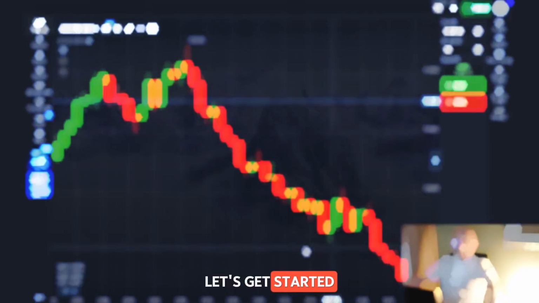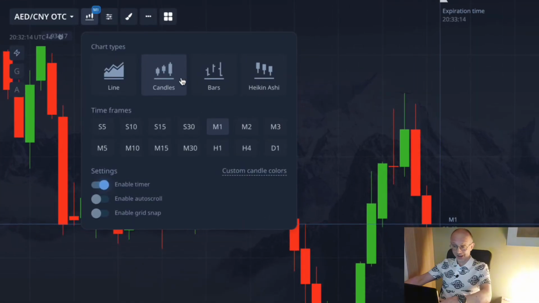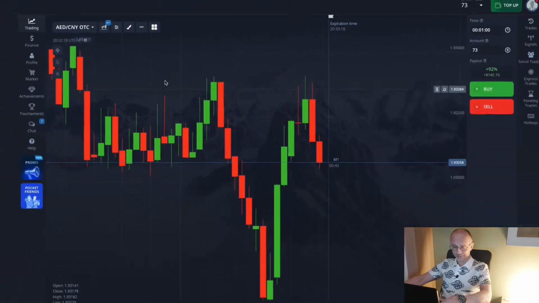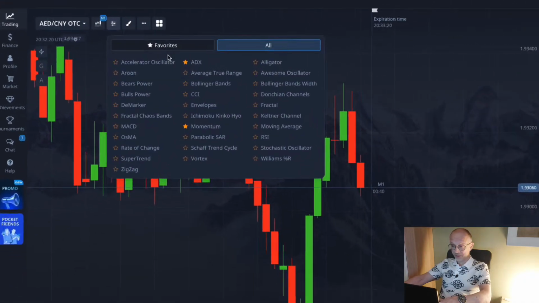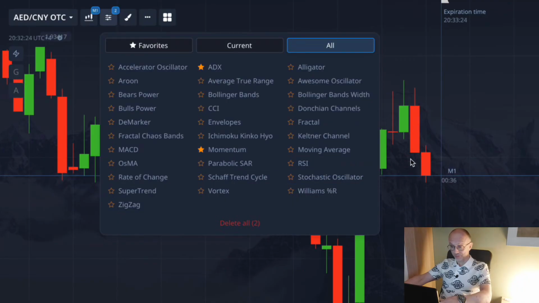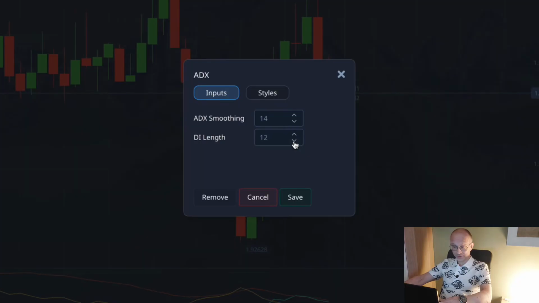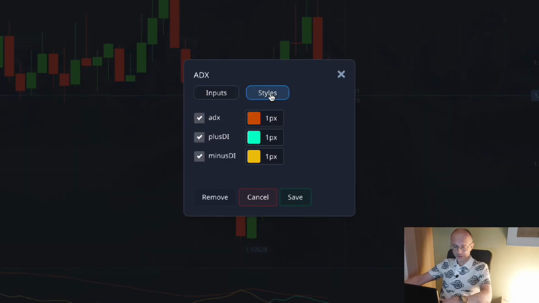Let's get started. First, let's prepare the tools for work. I'm setting classic candles and the time frame is 1 minute. Let's go to the Indicators tab and select the ADX and the momentum. Let's configure the ADX first. Set DI length to 10.